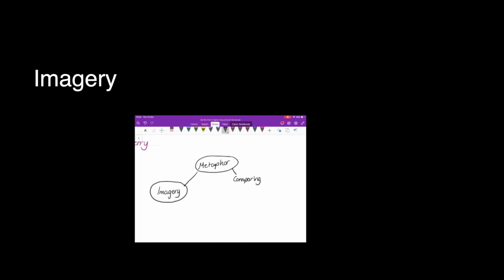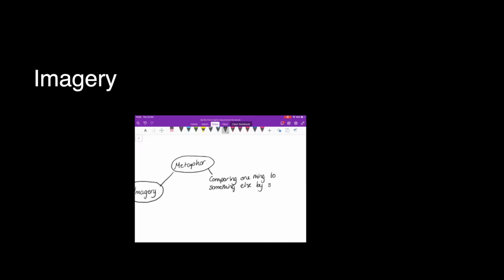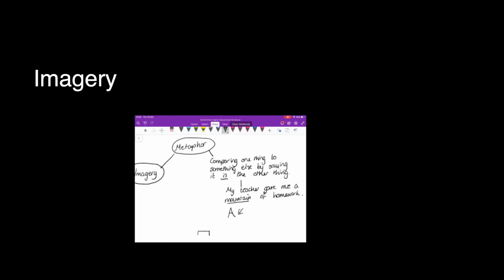Hi, I'm going to talk to you today about imagery. Within imagery there are three main techniques. The first one is the metaphor, and this is when you compare one thing to something else by saying it is the other thing. An example would be that your teacher gave you a mountain of homework, and in this example you would be comparing the size of the mountain to the amount of homework that you have been given.